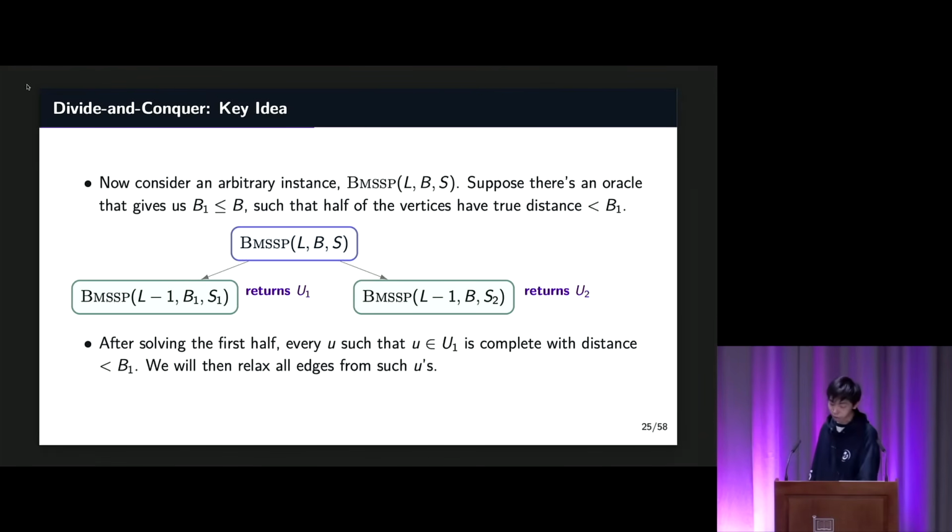So the first recursive call has parameters L minus 1, B1, and S1, and this first call has returned a complete set U1. Once we have this set, we relax all the edges originating from a vertex in U1, and then we can use that to help us to solve the second subproblem, which then returns a return set U2.